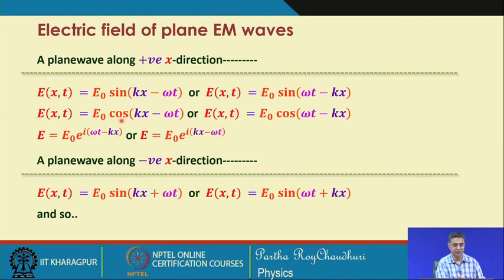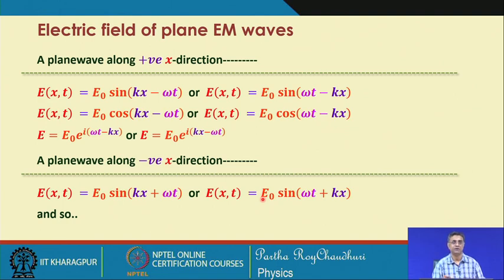You can write E 0 cosine(kx minus omega t), or you can write E 0 cosine(omega t minus kx). These are the various ways of writing this, and E 0 e to the power of this, if you write it as the complex phase. For the plane wave propagating along the negative x direction, in place of minus it will be plus, kx plus omega t, and all other things will remain the same. So, this is very useful and very interesting to know.